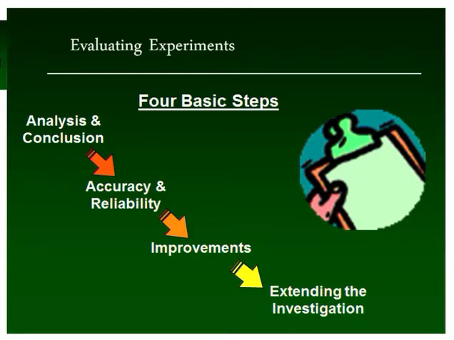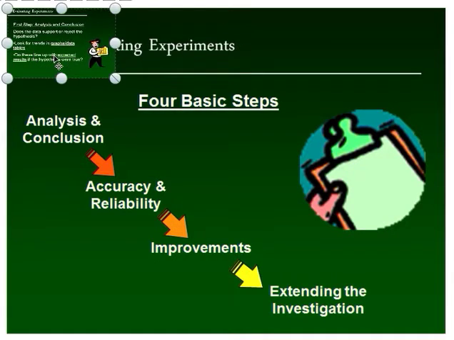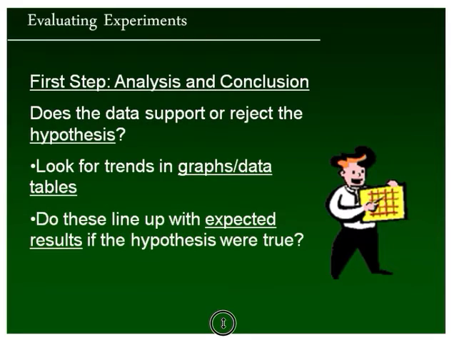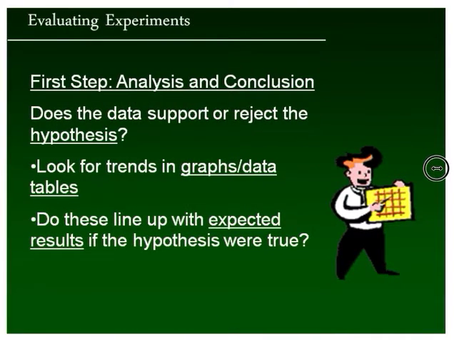The first step that we're going to dive into and talk about is analysis and conclusion. When you're conducting the analysis and conclusion portion of this, you're going to be determining if the data supports or rejects the hypothesis. This is very similar to what you do when you are evaluating your own data from an experiment. So you may have already done this step if you're evaluating your own experiment here. So you're asking, does it reject or support the hypothesis, or refute or verify the hypothesis? You do this by looking at trends in graphs and data tables.